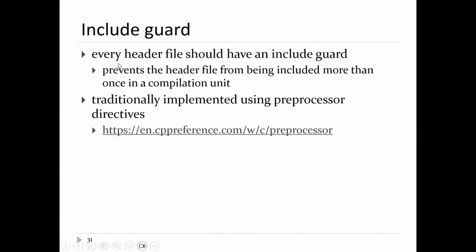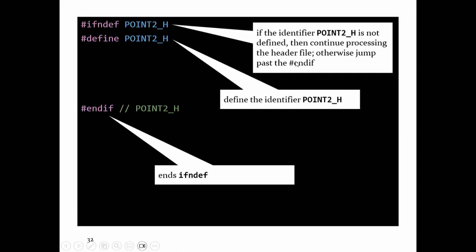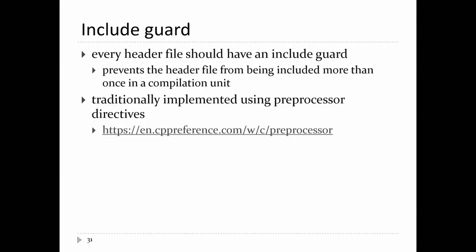Oh, I guess I skipped this slide. So every header file should have an include guard. That's this #ifndef, #define, #endif structure here. That prevents the header file from being included more than once in a compilation unit, and it's the preprocessor that typically processes the include guard.